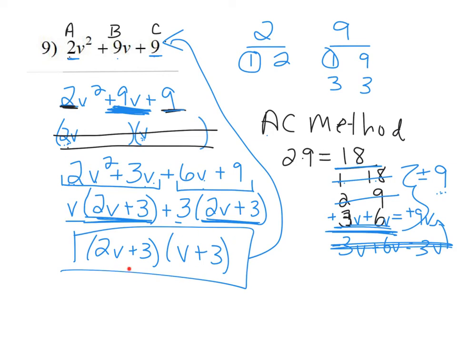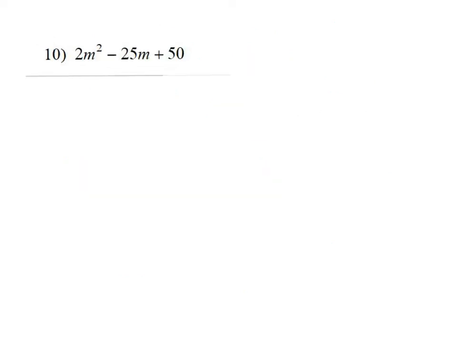And if we multiply this back out, so 2v times v is 2v squared, 2v times 3 is 6v, 3v times v is 3v, and 3 times 3 is 9. We get back to our original expression. Alright, so let's do another one together because I know that was kind of a lot.